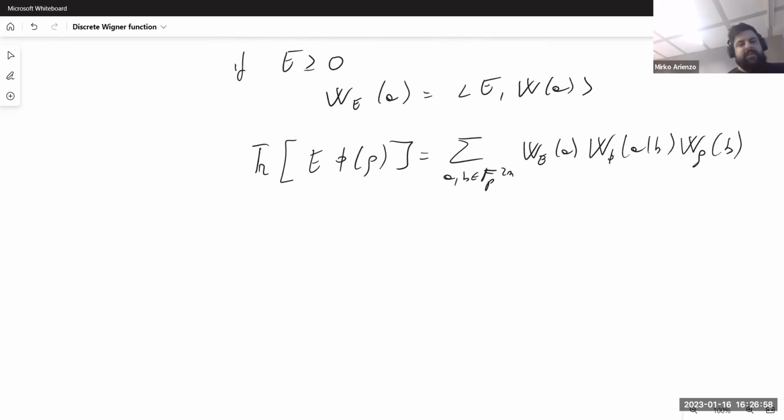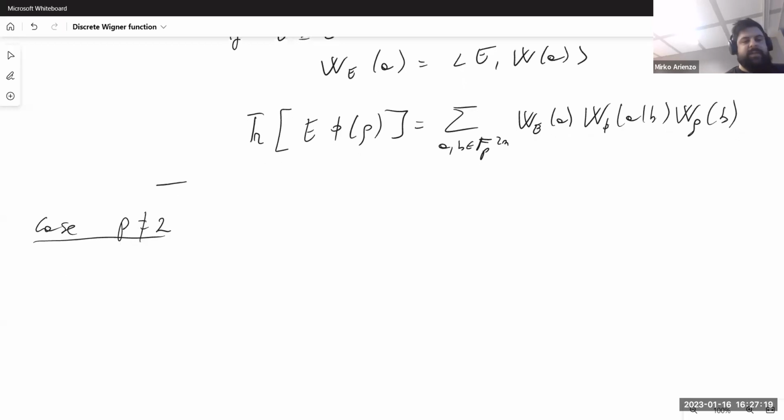But given these basic properties, now we distinguish between odd and even characteristic as always. So we start with p not equal to 2.